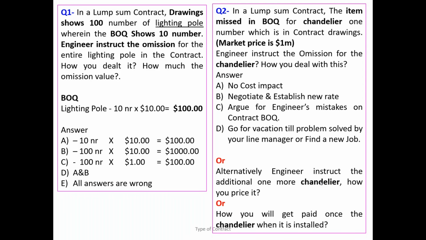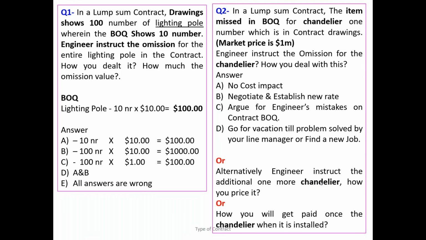If the contractor says it is no cost impact, zero cost, then the engineer will say, okay, no problem. Add 10 more cantilevers, zero cost. Will you do that one? What do you think? No, right? So let's have the fair and reasonable thing.